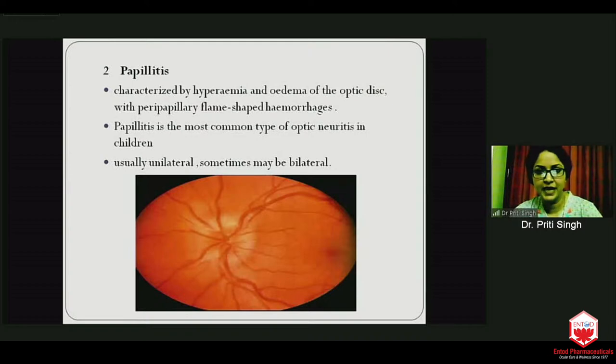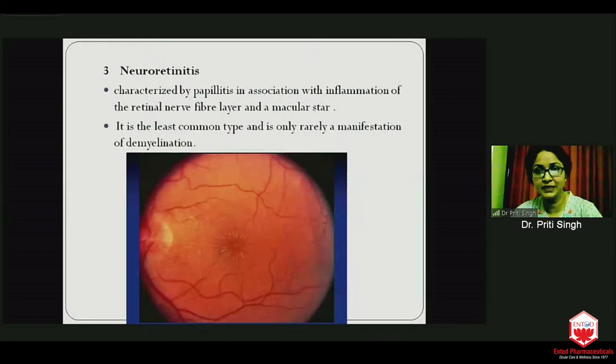Papillitis is characterized by hyperemia and edema of the disc with flame-shaped hemorrhages over the disc. It is more common in children and it is usually unilateral. Neuroretinitis is papillitis in association with inflammation of the retinal fiber layer and macular star formation. It is the least common type and is only rarely a manifestation of demyelination. So whenever you find neuroretinitis, look for other infectious causes also. Cat scratch disease is responsible for 60% of the cases of neuroretinitis as per literature.